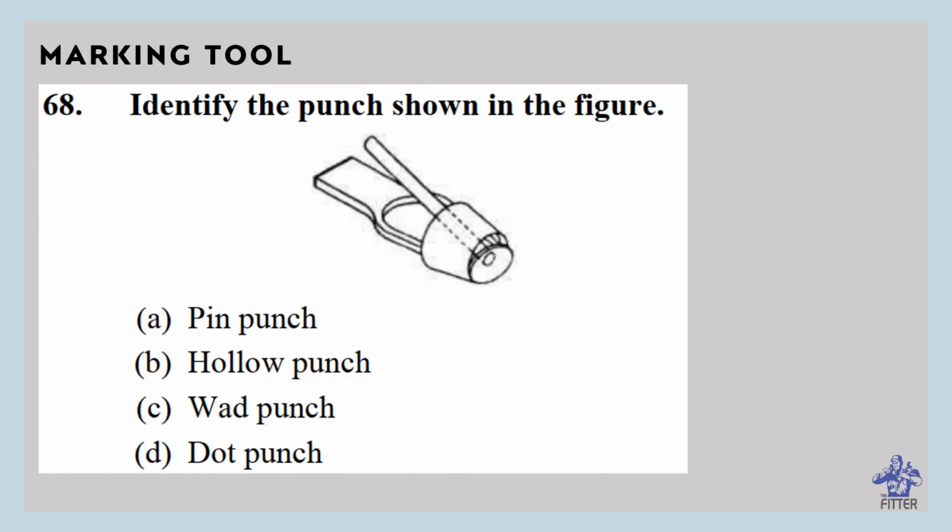Identify the punch shown in the figure. That is a wad punch, option C. A wad punch is used to cut a circular hole in soft material.